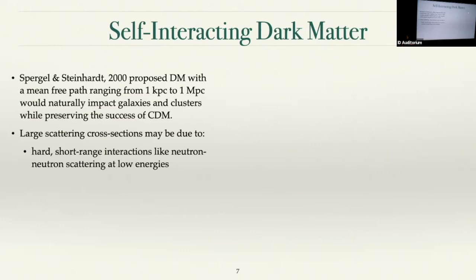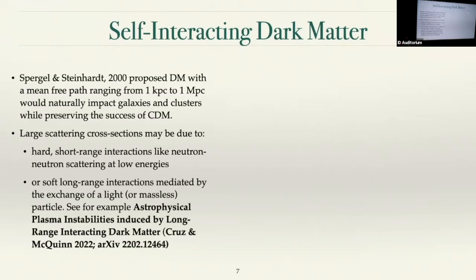And so these are sort of 2-to-2 interactions, and these are the interactions that are often considered in simulations. Or you can get self-interactions from soft long-range interactions mediated by the exchange of a light or massless particle. And I won't talk about this, but if you do want to know more about this, this can produce many, many scatterings.